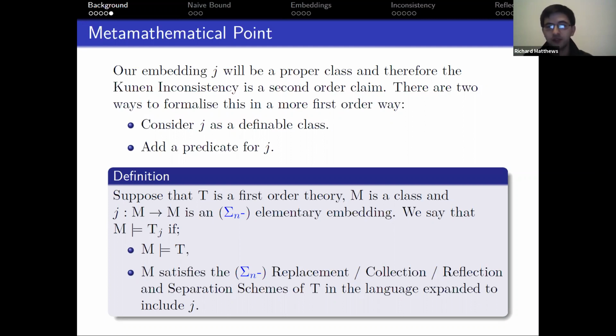and it will also satisfy the replacement or collection or reflection and separation schemes of T when we've expanded the language to include j. This is not the most precise statement of this, because it depends on my first order theory T what I mean by expanding the language. But in the case of ZFC without power set with collection, all I mean here is that I expand the language for my collection and my separation schemes to include j. And obviously, this statement also works if I take just a Sigma_1 elementary embedding rather than fully elementary.